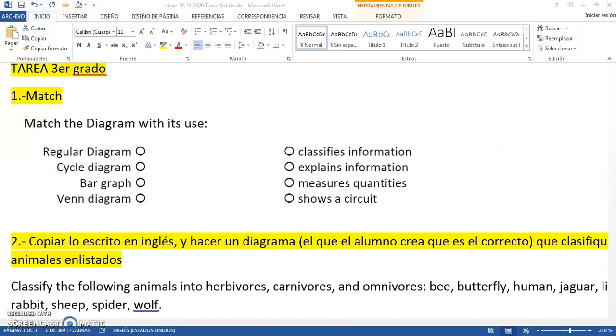So I'm going to assign you some homework. In this case, some of these are written in Spanish because this is what I sent to some of the mothers in the school. But this is something that you can do. Do this match. Write here: regular diagram, cycle diagram, bar graph, Venn diagram. And then try to match it: classifies information, explains information, measures quantity, shows a circuit.